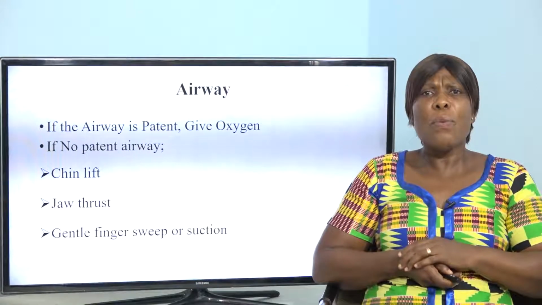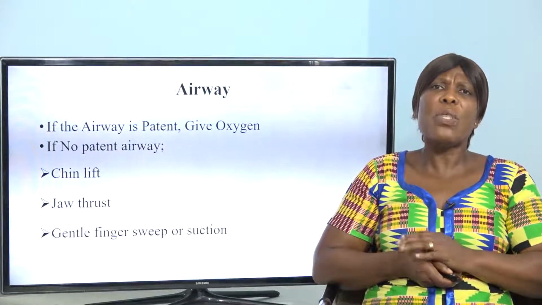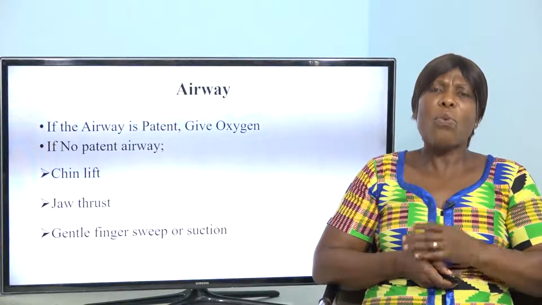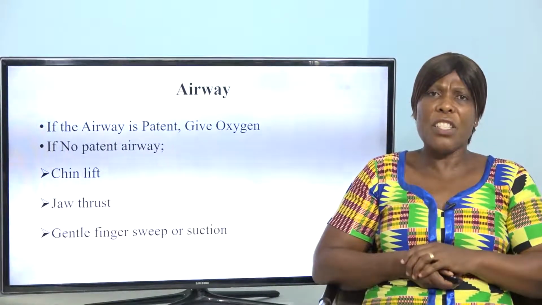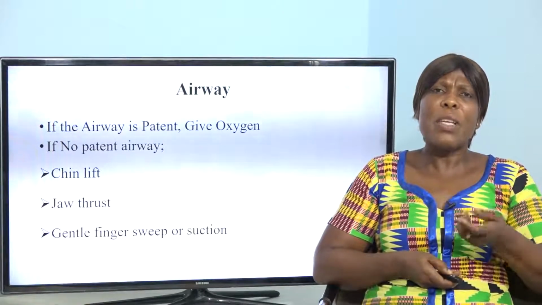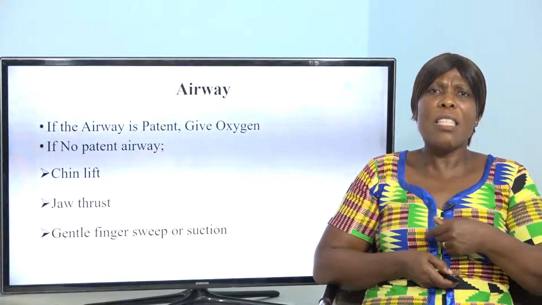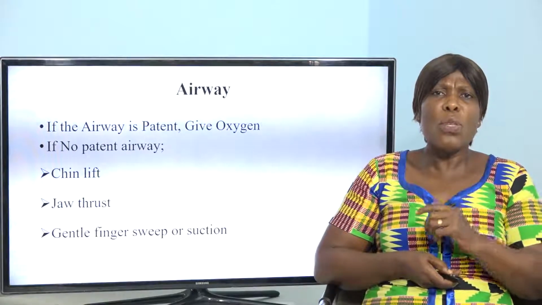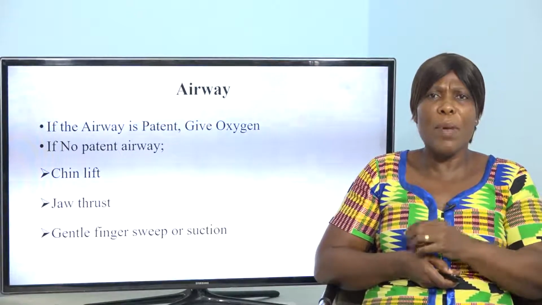So if the airway is patent, the only thing you have to do is to give oxygen. Quickly, when the baby comes out, during your resuscitation, you need to what? Suction the baby so that you get rid of any fluid or anything obstructing the baby. You can also do that by using your finger to sweep the mouth of the baby.